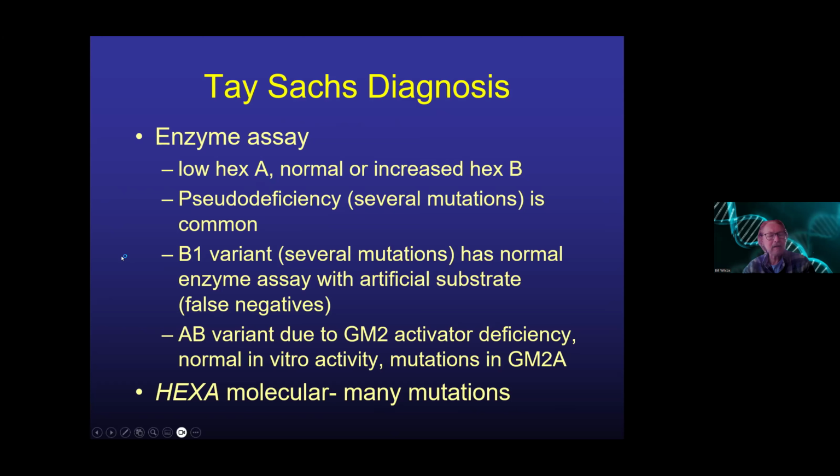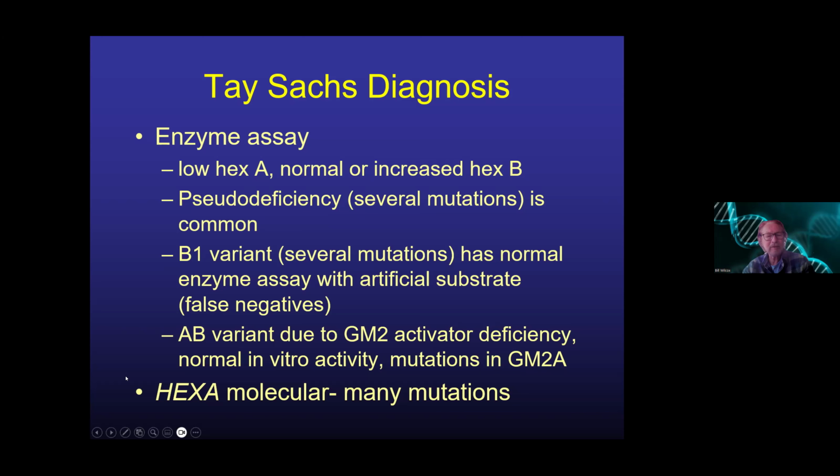In a lot of enzymatic things we do, this isn't real common, but this is more of a problem with Tay-Sachs. So keep that in mind. If you really think the person's got Tay-Sachs, you've got to have the molecular to back you up. The AB variant due to GM2 activator deficiency would have normal in vitro activity because it's got mutations in the GM2 activator, and it's degrading the natural substrate that's the problem, not the Hex A itself.